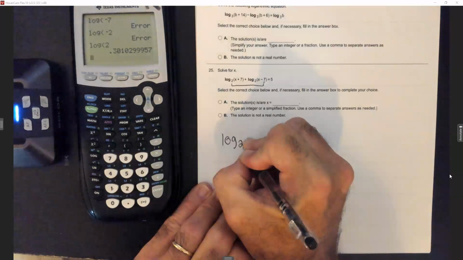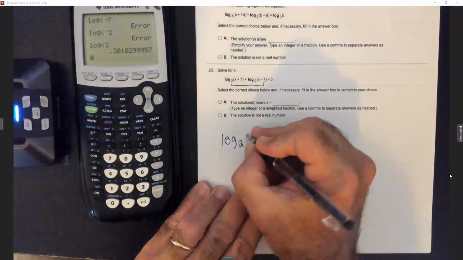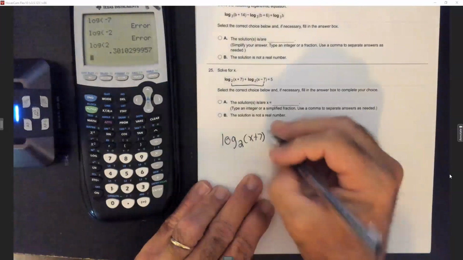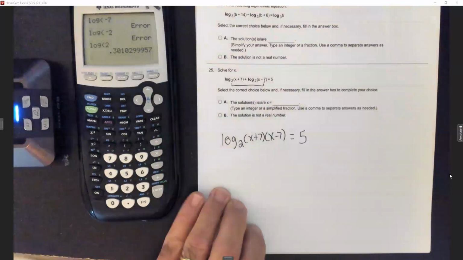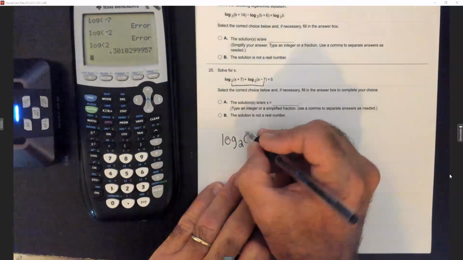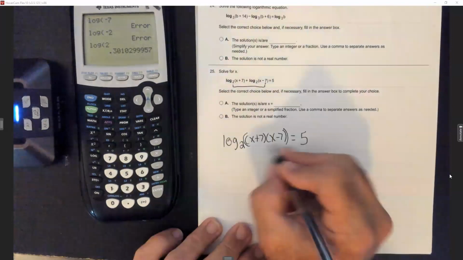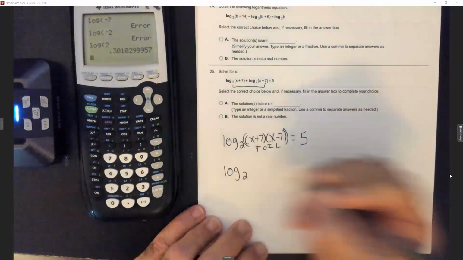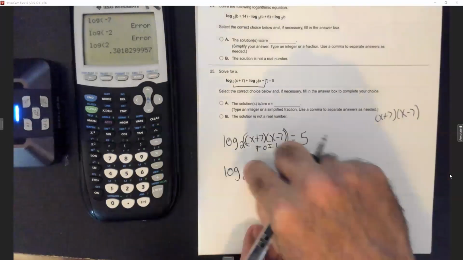So that'll be a log base 2. Now notice both of these are positive, so it'll be x plus 7 times x minus 7, all of this equal to the 5. Now, remember, all of these are like they're in big parentheses, okay? So now I'll tell you the next step I would do. I would next FOIL that in the middle. So let's FOIL x plus 7 and x minus 7, and then we'll put that over here.